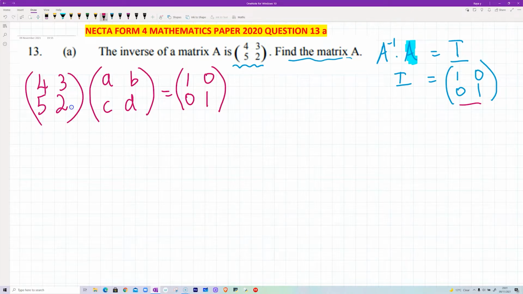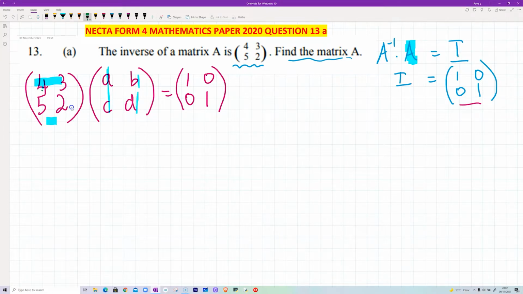In order to solve this, we need to multiply this out, form simultaneous equations and then solve them. When we multiply matrices, we take this row and multiply with this column, then the bottom row with the same column, and then we move on to the other column, and so on.